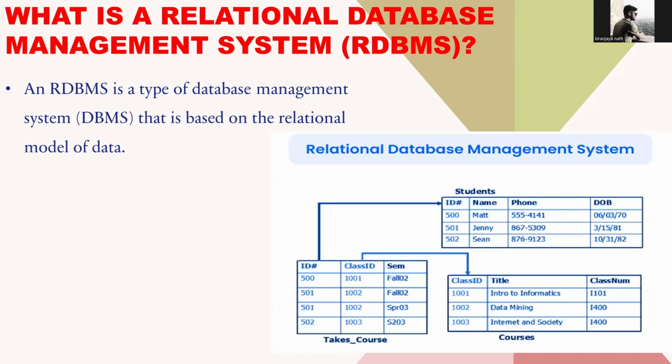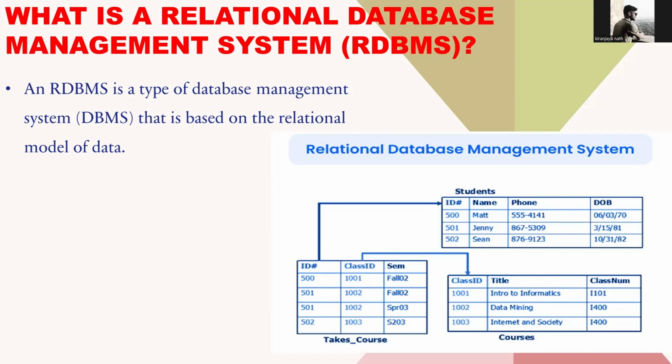So what do we mean by relational database? That means in this database, we store our information in relation to one another. Here in these tables, you can see in the first, student and take course tables, we have stored information where we have one common field, that is ID. And in the take course and courses tables, we have another common field, that is class ID, right? So this is called a relational database.